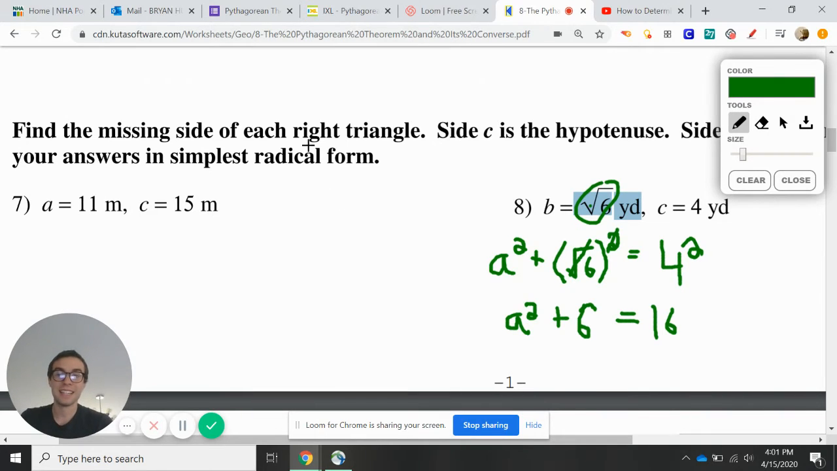And it wants it again in simplest radical form. So again, we're going to have a non-perfect square here. We'll then have to simplify that at that point. And if there's not a perfect square that goes into it, then just leave it as is. Leave it as the square root of whatever number.